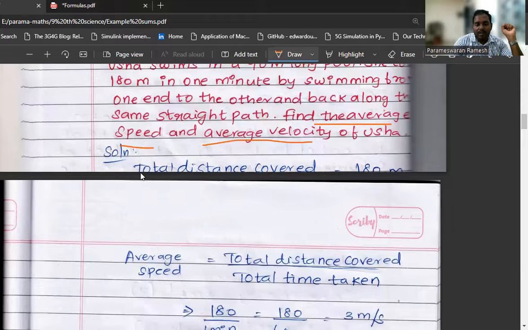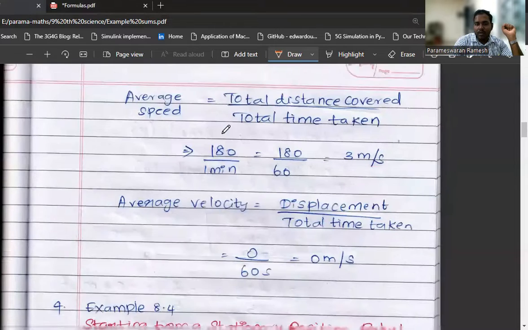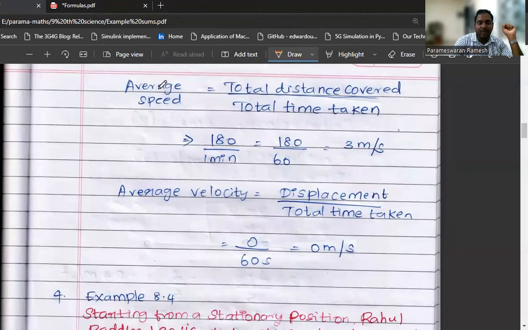So what is the total distance covered by Usha? It's 180 meter, it's given. We need to find the value of average speed here. So total distance covered by Usha is 180 meter. The total time taken to complete the swimming is 1 minute. We need to convert it into seconds, so it is 60 seconds.